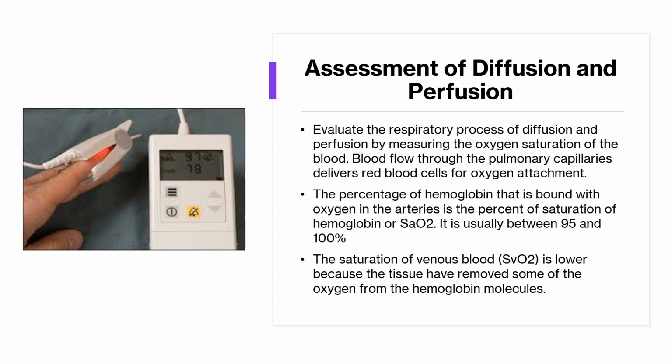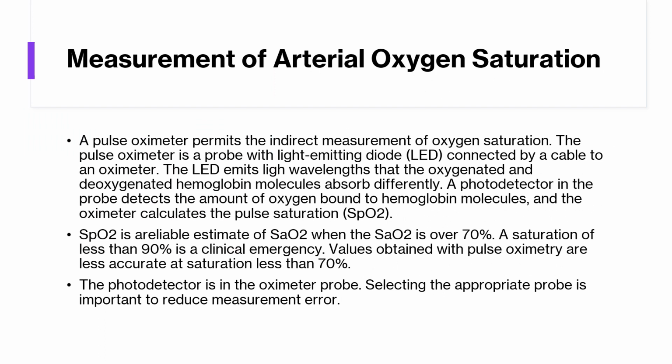So the saturation of venous blood, or what we call the SvO2, is lower because the tissues have removed some of the oxygen from the hemoglobin molecules. Factors that interfere with or increase tissue oxygen demand affect the usual value of our SvO2, which is around 70%. So when we measure the arterial oxygen saturation, we use the pulse oximeter.